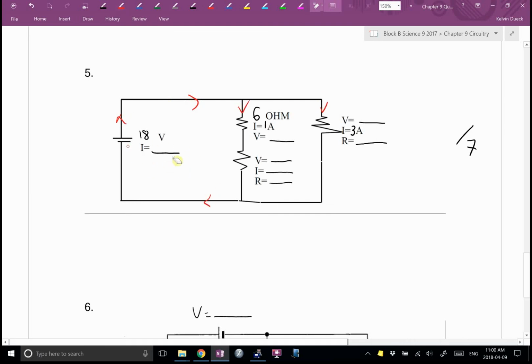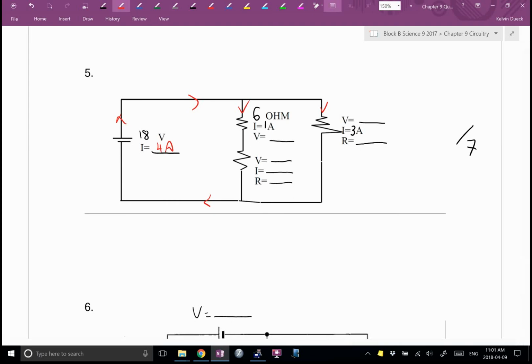David, do I know the current leaving? Second thing I'm going to do is try and find the total current. Do I know the current leaving the battery? Say no. Okay, follow me. How many amps went this way? How many amps went this way? How many amps rejoined right there then? How many amps right here? Now I know the total current. This question's going to fall apart. 1 mark for that.